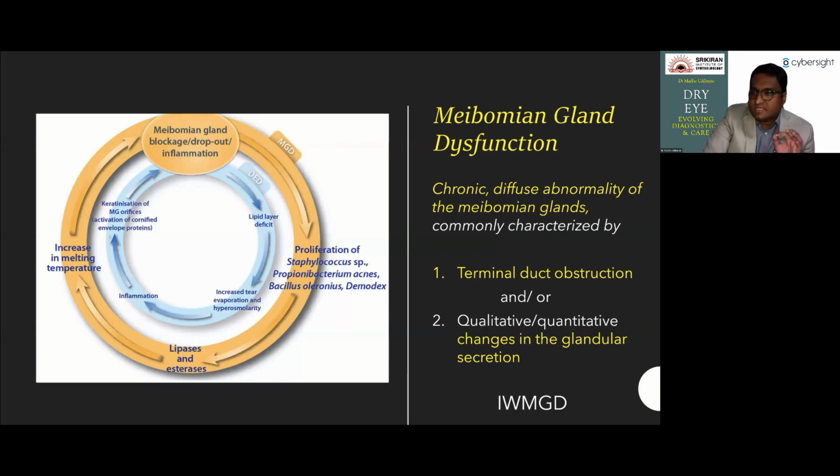One, there is a terminal duct obstruction and/or qualitative and quantitative changes in the tears that are being secreted. It can be either of these two or both of them. So the meibomian gland disease, if you see in this vicious circle that happened here, it can be inflammation or blockage in the gland leading to proliferation of bacteria that release lipases and esterases, increasing the melting temperature of the meibum, leading to dry eye.